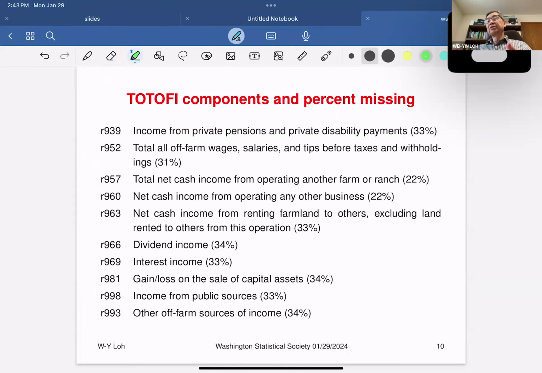And these are the components. So for total off-farm income, that is income from private pensions, total off-farm wages, salaries, total net cash income from operating any other business, dividend income, interest incomes, and so forth. And they could be negative if there was a loss, like gain or loss. And the numbers in parentheses beside each line show the missing values of each of these components.